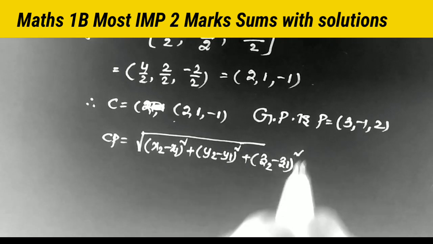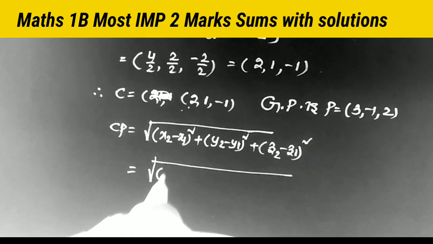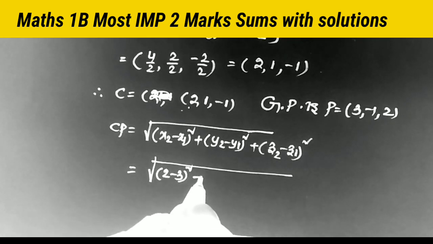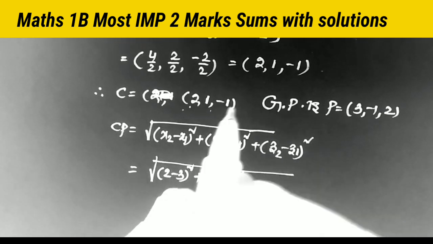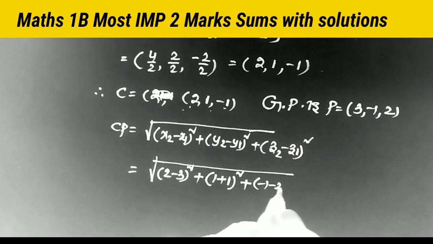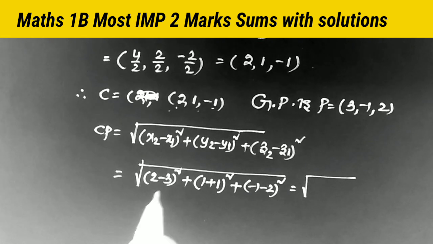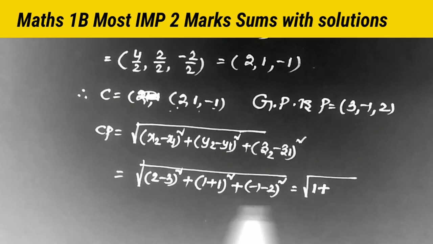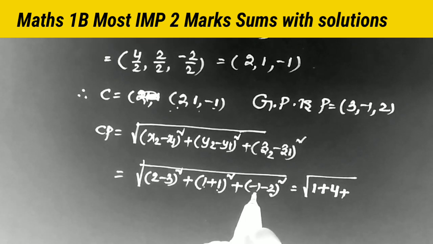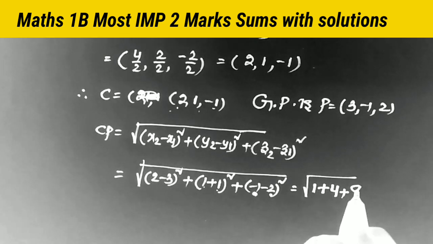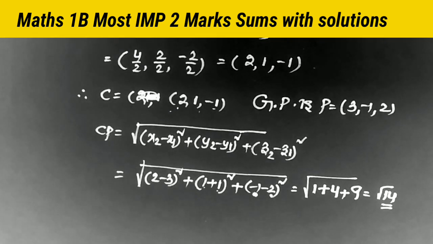Now replacing the values, this equals the square root of (2 - 3) whole square plus (1 - (-1)), that is (1 + 1) whole square, plus (-1 - 2) whole square. This equals the square root of 1 plus 4 plus 9, since (-1)² is 1, 2² is 4, and (-3)² is 9. So the answer is root 14. That's all. This is the answer.